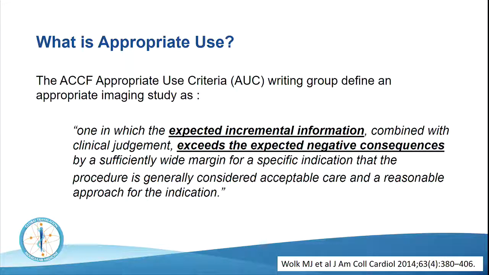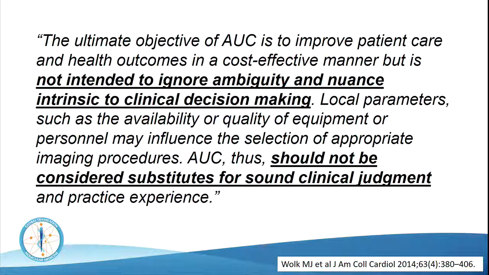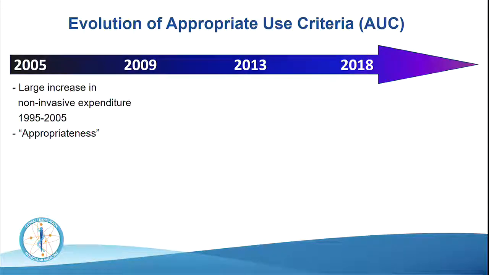So what is appropriate use? An appropriate investigation is one in which the expected incremental information exceeds the expected negative consequences, and they are the risks of the procedure, exposure to ionizing radiation, exposure to contrast, and perhaps most importantly, the downstream effects of poor test performance, that is, the effects of false positives and false negatives. It's important to note, however, that the appropriate use criteria are designed to improve patient care, but they are not intended to ignore ambiguity and nuance, which is intrinsic to clinical decision making, and as such, they should not be considered substitutes for sound clinical judgment.